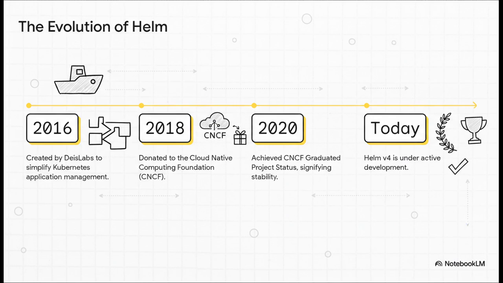Now, Helm isn't some new experimental thing. It's got a really solid history. It was first created way back in 2016, got donated to the CNCF in 2018, and by 2020, it hit graduated status. That's the highest level of maturity a project can get from the CNCF. So what does that mean for you? It means Helm is stable, it's widely adopted, and it's absolutely ready for production.